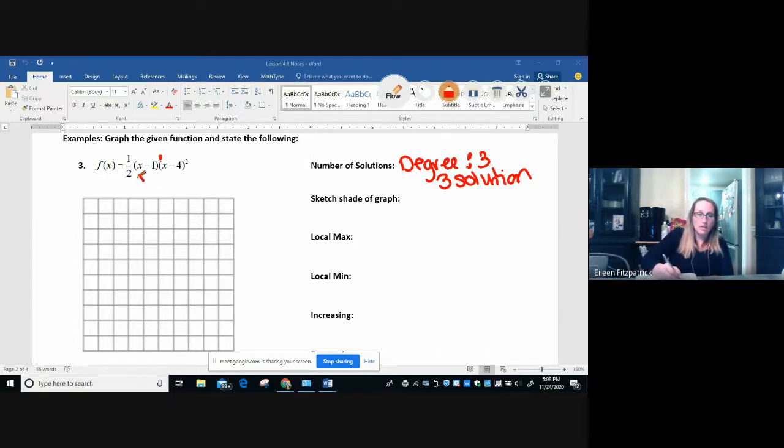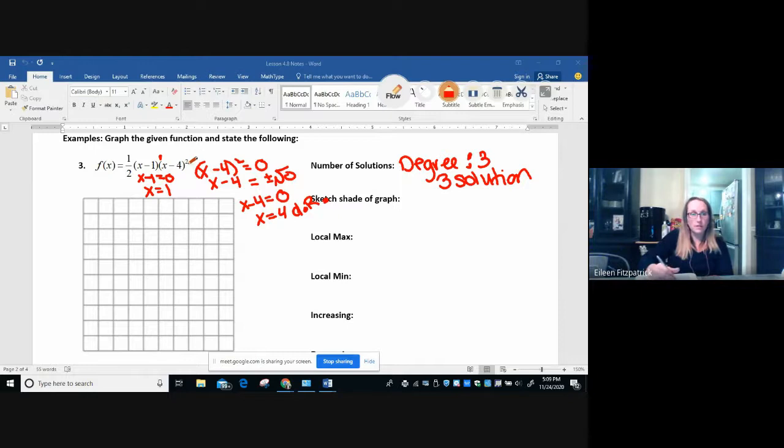All right, so you're going to set x minus 1 equal to 0, and you get x is equal to 1. You're going to set x minus 4 squared equal to 0. Take the square root of both sides first. So you have x minus 4 is equal to plus or minus the square root of 0. That's just 0. X minus 4 is equal to 0. Add 4 to both sides and you get x is equal to 4. Okay, so your solutions are a positive 1 and a 4, but 4 is a double root. It's a repeated solution because it has a degree of 2.